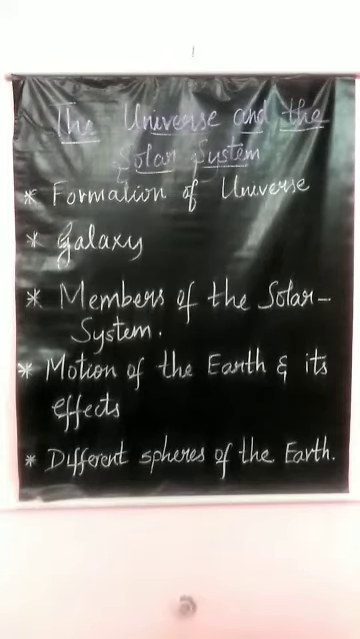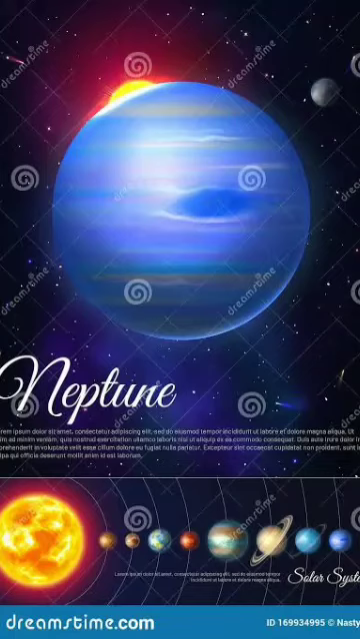Which is the coldest planet? Yes, Neptune is the coldest planet. It is the eighth and farthest planet from the Sun.